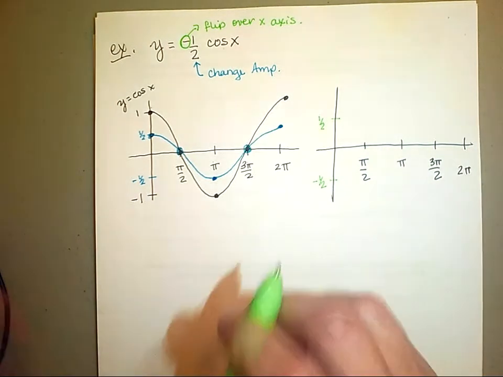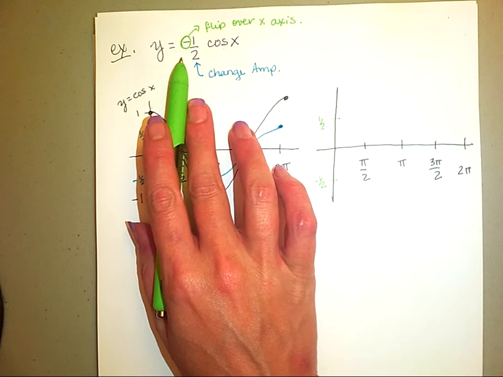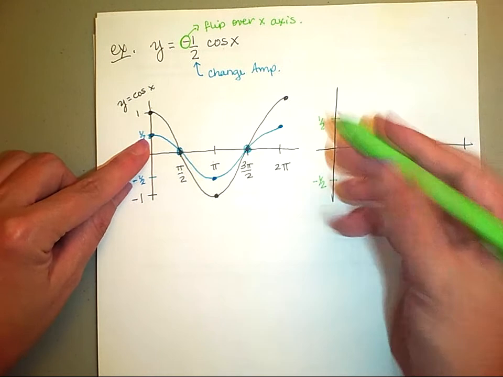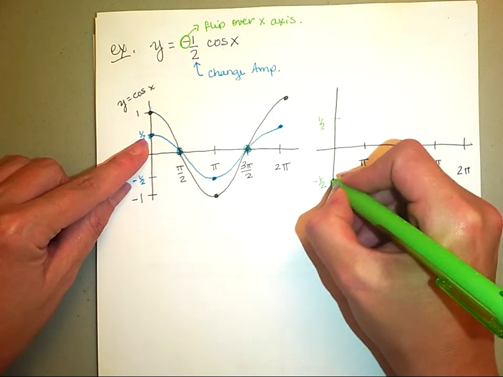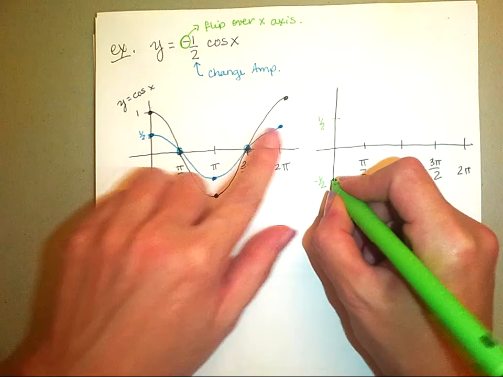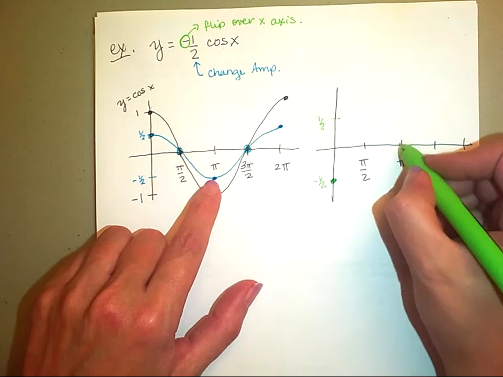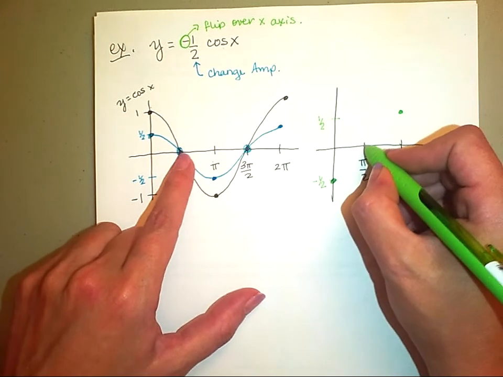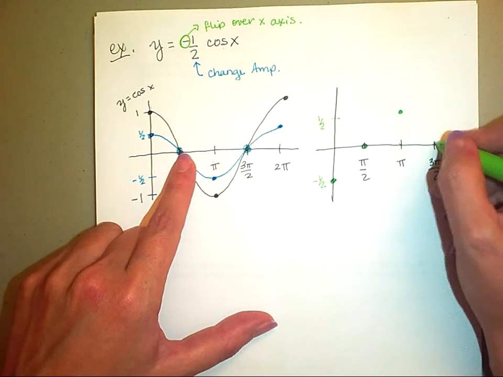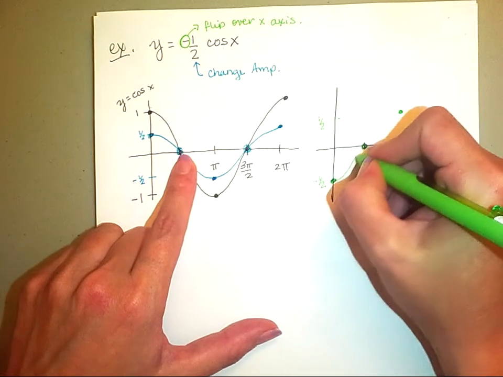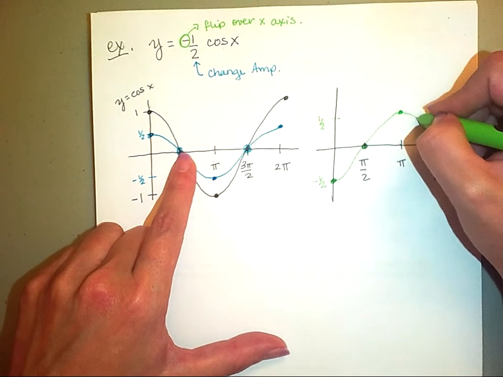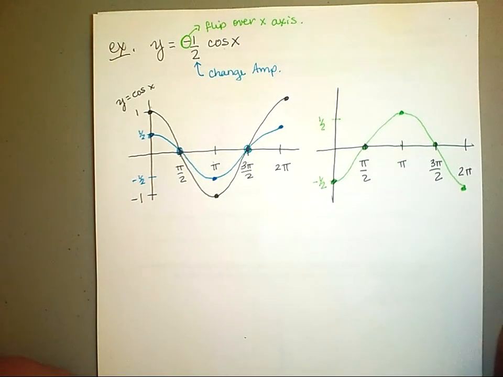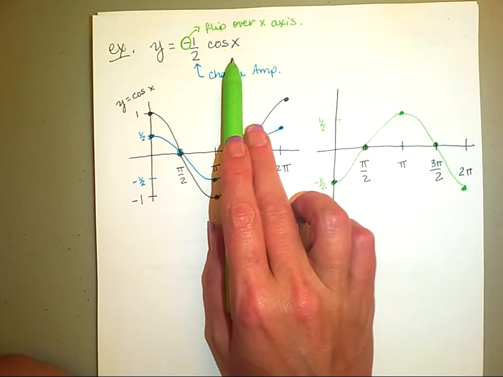Now this negative is going to cause a flip, which is a rotation. So instead of starting at +1/2, I'm going to start at -1/2. So I'll also end at -1/2. And halfway in between, instead of being at -1/2, I'll be at positive. Now the in-between points are going to stay the same because -0 is still just 0. So in the end, this is one cycle of negative 1/2 cosine of x.